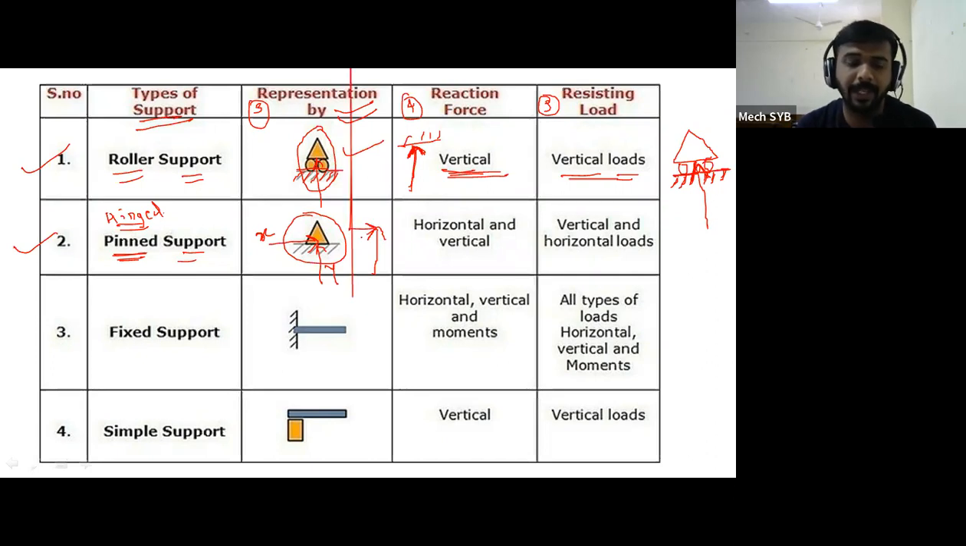But in SF and BM calculation, we are not considering horizontal reactions or horizontal forces. Please keep in mind, in SF calculation and BM calculation, we are not considering any horizontal reaction, any horizontal force during the calculation. Only vertical supports, vertical forces, vertical reactions we are considering in the calculation.